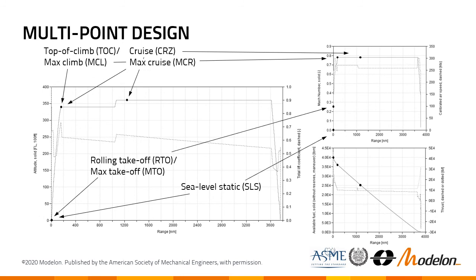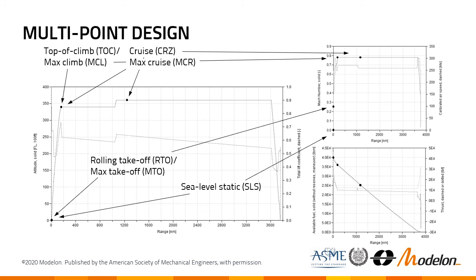Multi-point design is a technique to capture the different requirements across a mission on an aero engine. This is illustrated in the slide. To the left, you see a simple commercial aircraft mission. The main plot shows altitude and flight levels with a solid line and the y-axis to the left. There's also a lot of other data, such as lift coefficient, Mach number, calibrated airspeed, fuel, etc.